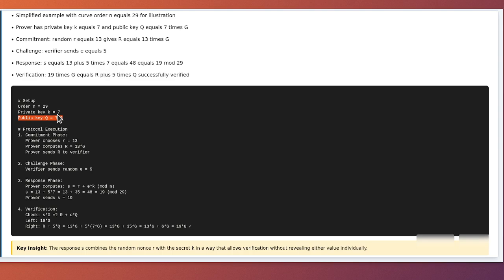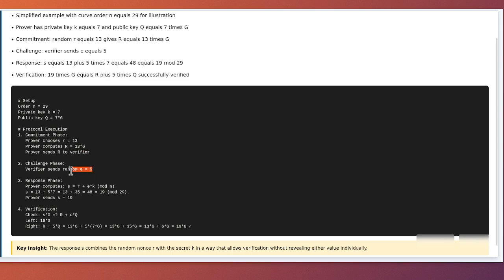Commitment phase. The prover generates a random nonce r equals 13. This must be chosen uniformly at random and must never be reused. The prover computes the commitment R equals 13 times G. The prover sends R to the verifier. At this point, the verifier sees R but has no information about r. The commitment R is like a sealed envelope. It commits the prover to their choice of r without revealing it.